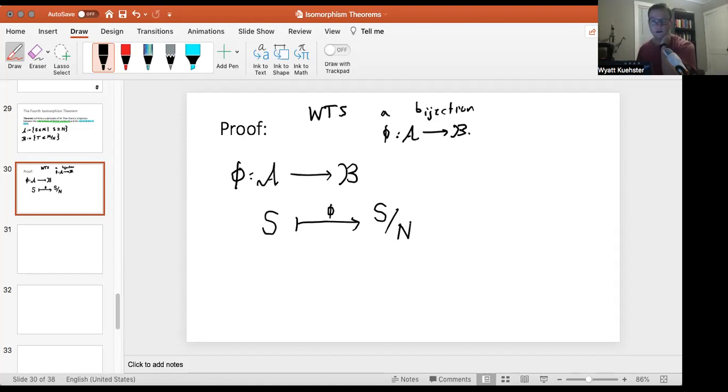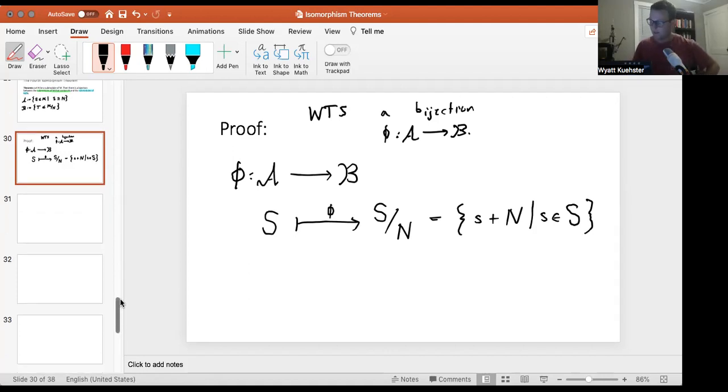So basically, I'm applying the quotient map, or I'm taking the image of the quotient map. So right, this is the set of M. This is the set of cosets s plus N, where s runs through S. That's what this quotient module is. Okay, so that's the image. That's the set I'm going to call phi of S.